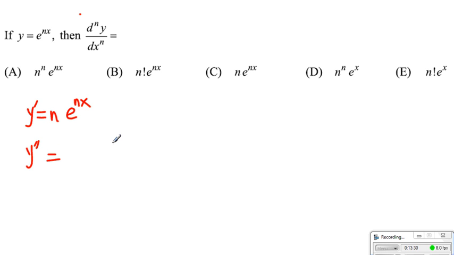How about the double derivative? Then n was already there from the beginning. We just need to take the derivative of e to the nx. Our derivative of e to the nx will be simply n times e to the nx, same as before. But you will notice that we have two n's multiplying together, hence becoming n squared.